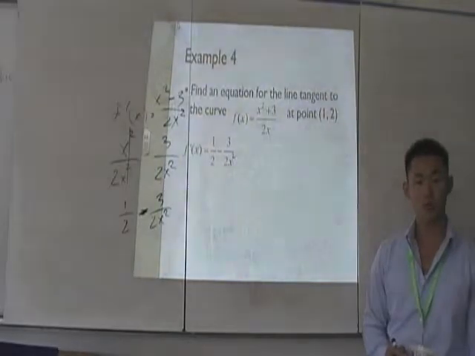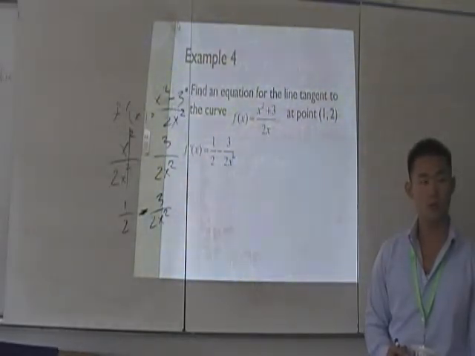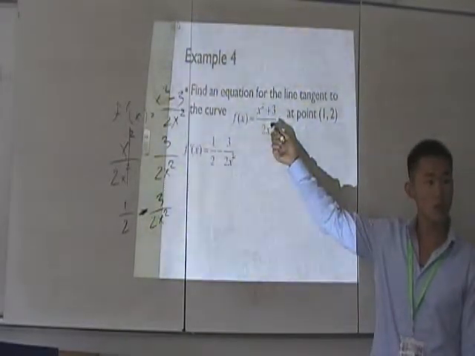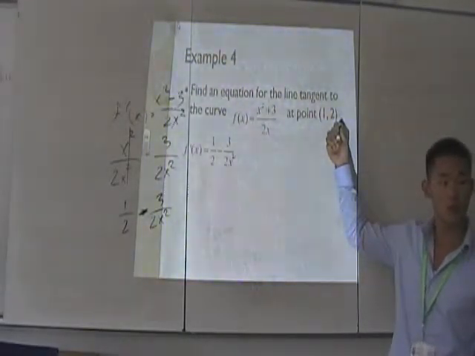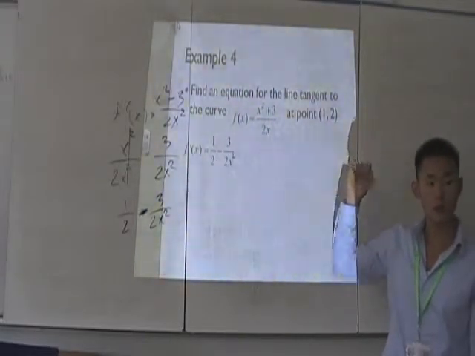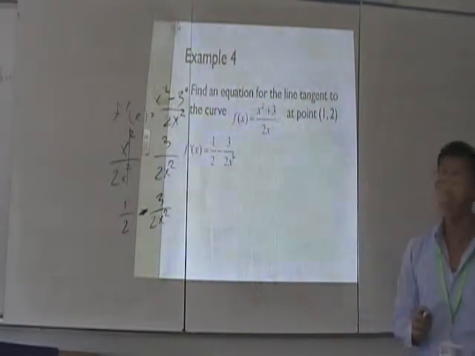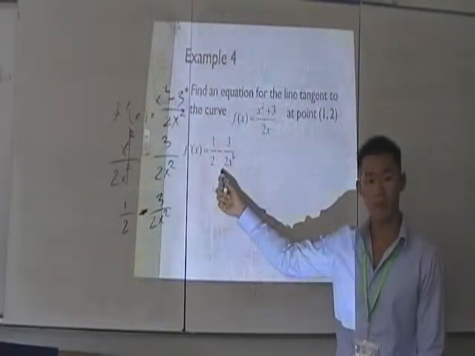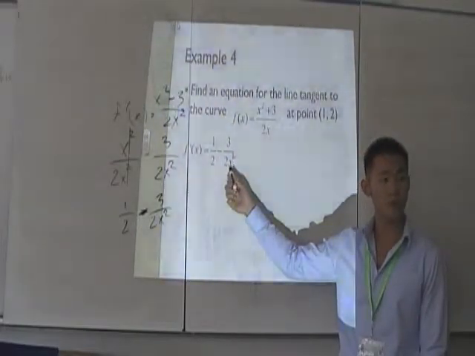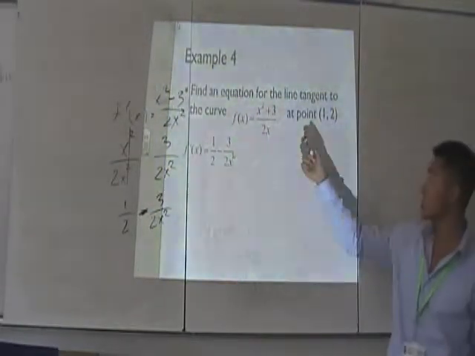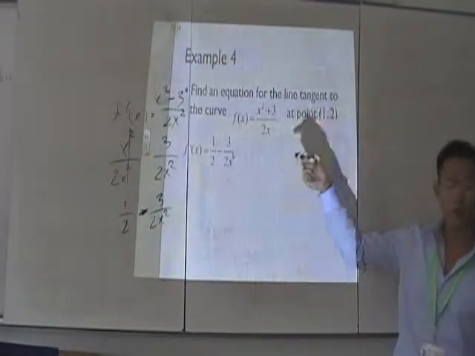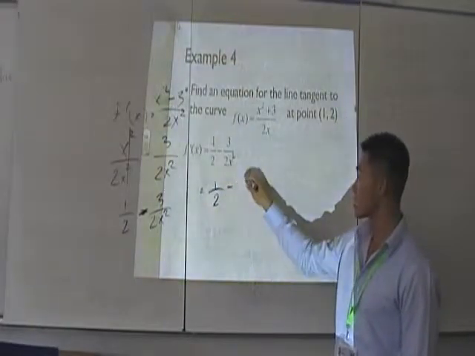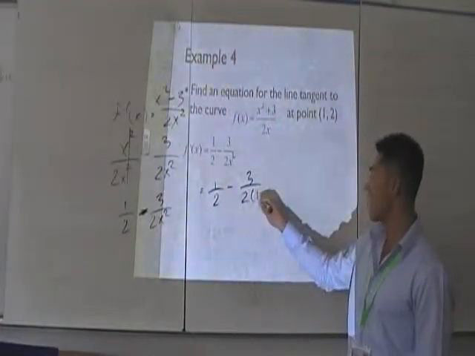Any questions there? Can't you just plug into x? Can you plug into the x in here? Yeah, but wait, then it's going to give you 2. Okay, so this is our slope of the curve. Now we're going to find the slope at this point. So now we plug 1 into x. We have 1/2 minus 3 over 2 times 1 squared.